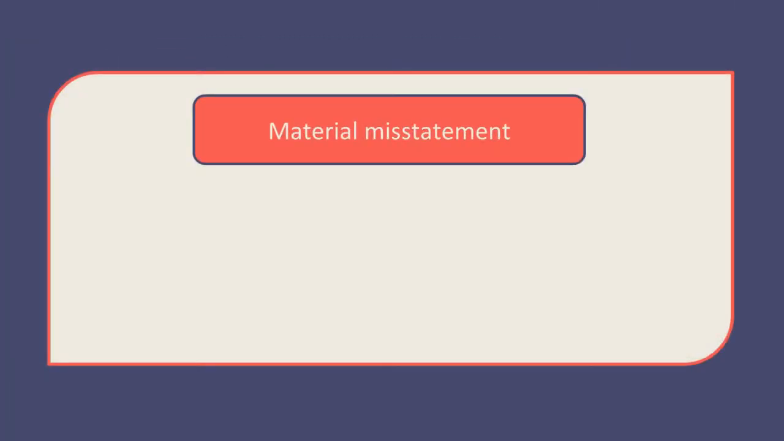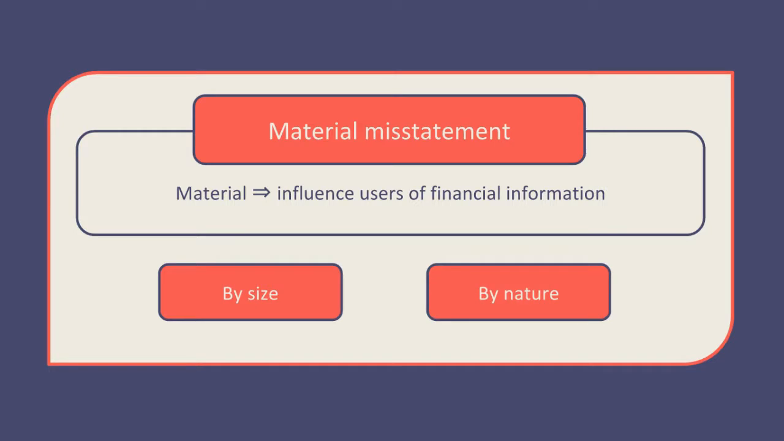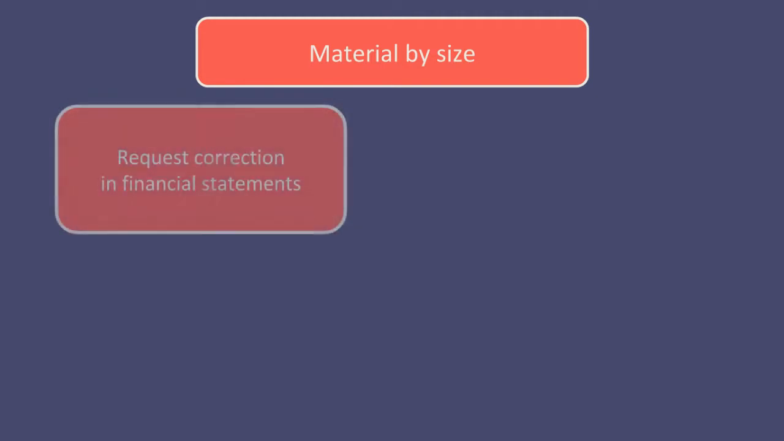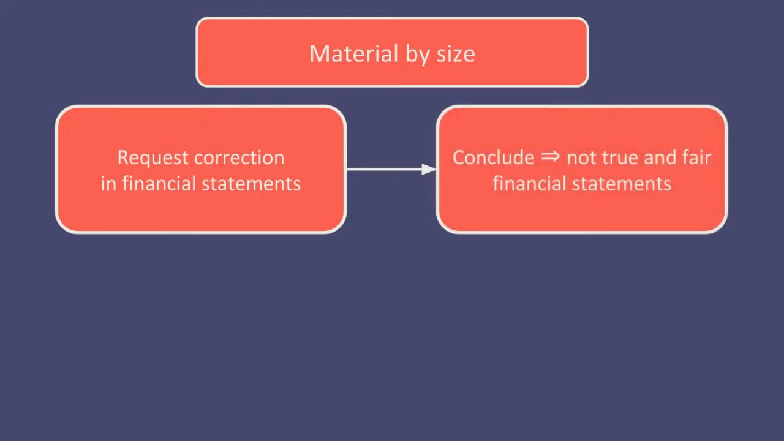One of the important decisions to make at the planning stage is to decide what is a material misstatement. Remember, if something is material, it means it can influence the users of the financial information. The auditor has guidelines to follow on what materiality can mean in relation to the financial statements. Something can be material by its size or by its nature. If an item is material by size, if incorrect, the auditor would request that the client correct this in the financial statements. If they don't, the auditor would conclude that the financial statements are not true and fair.